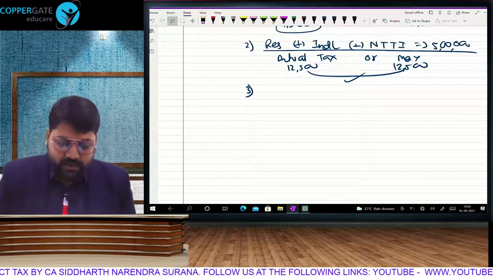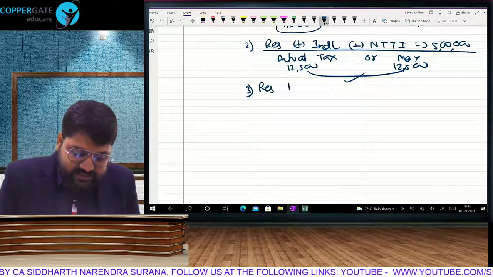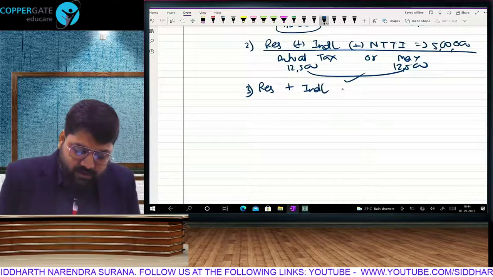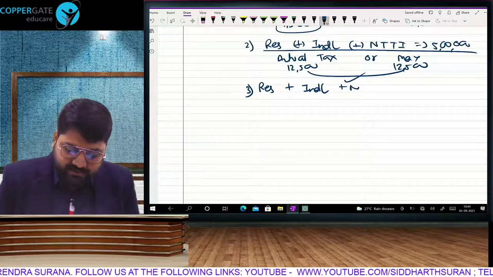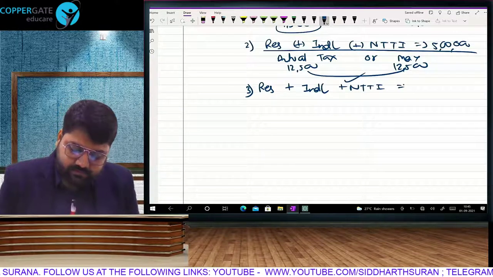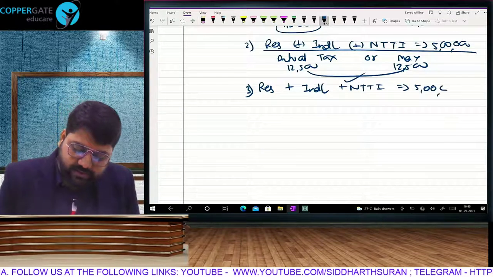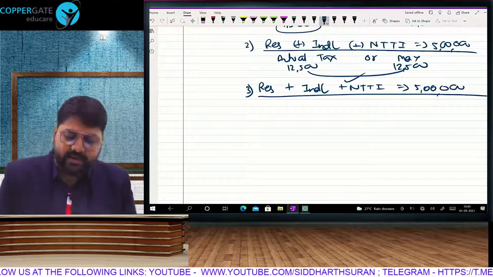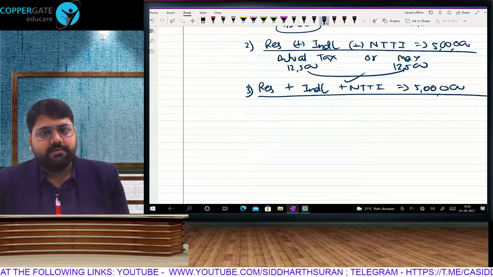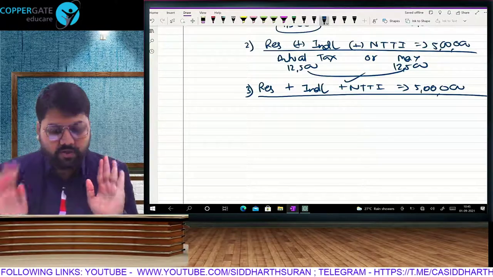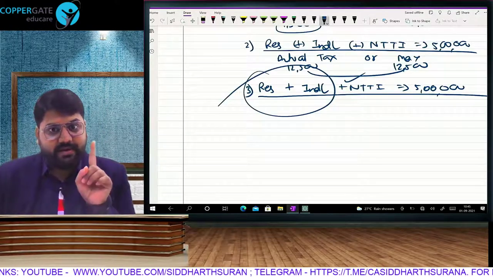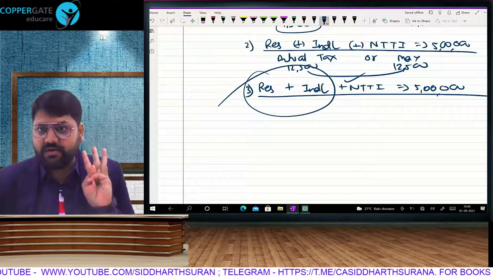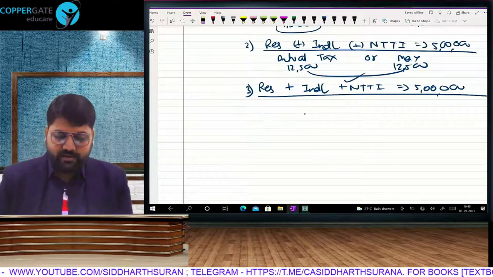Let me give you a third example. Assessee is resident, individual, and the income is 5 lakh rupees. So first question: eligible for rebate or ineligible for rebate? Eligible. Equal to 5 lakh also, and the other two conditions are also fulfilled. Please make sure you remember, it has to be resident, it has to be individual, and income has to be up to 5 lakh. Correct?